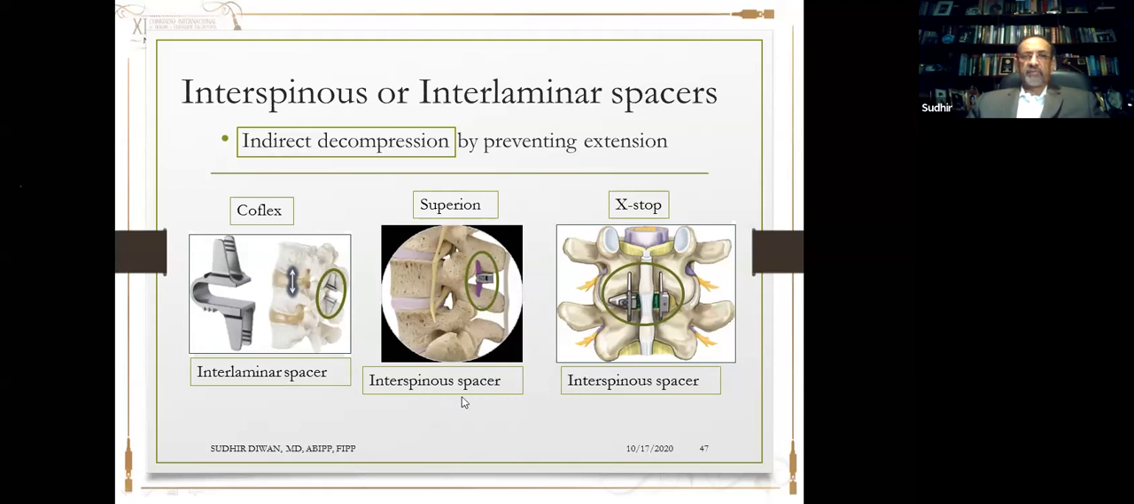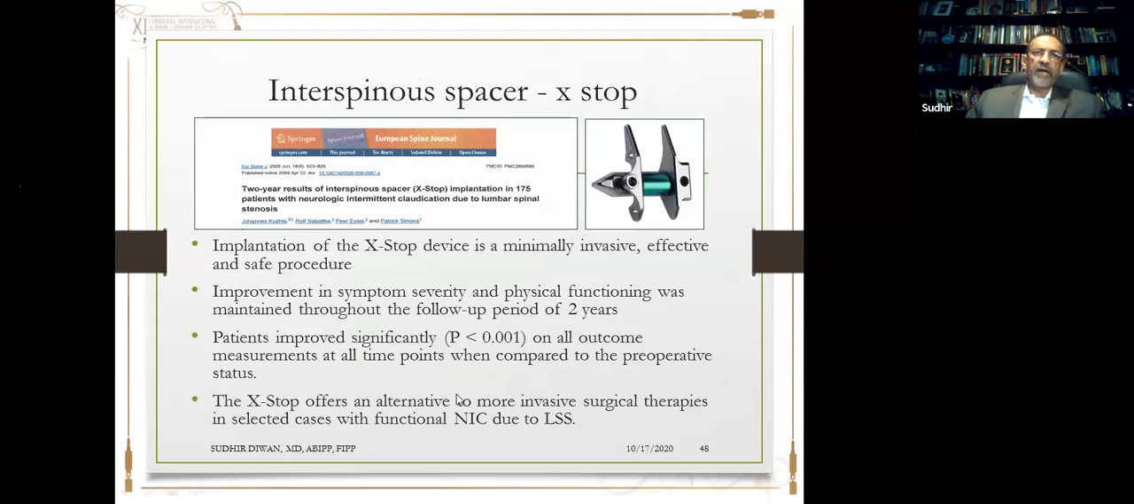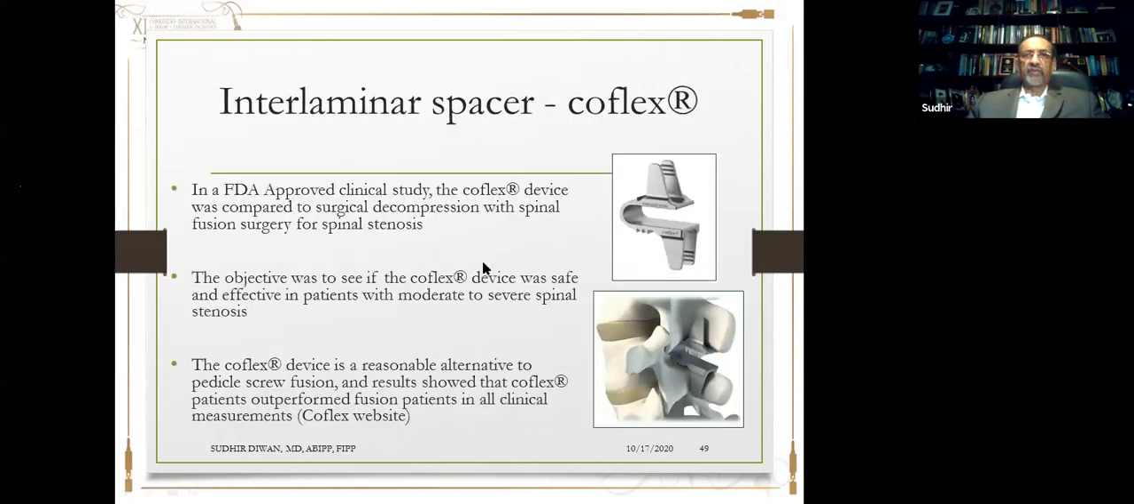I'll just go through the steps, so it works very, very well. This study is about the interspinous spacer, and the study shows that it is a minimally invasive, effective, safe procedure, and should be offered to our patients. And I do believe that patients should be offered a minimally invasive option before you consider any kind of very extensive surgery. This is also an interlaminar spacer, with a similar positive outcome in pain and functional outcome with spinal stenosis, again minimally invasive, and they should be offered.